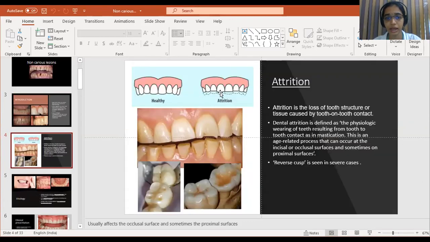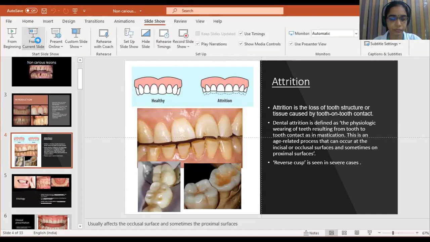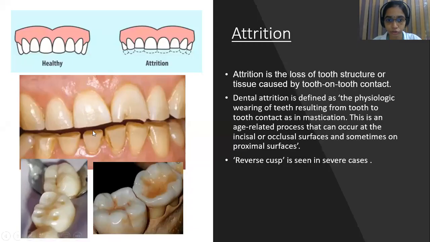The first is attrition. Attrition is the loss of tooth structure or tissue which is caused due to tooth-to-tooth contact. Dental attrition is defined as the physiological wearing of the teeth resulting from tooth-to-tooth contact as in mastication. This is an age-related process that can occur at the incisal or occlusal surface and sometimes on the proximal surface. Reverse cusp is seen in severe cases.